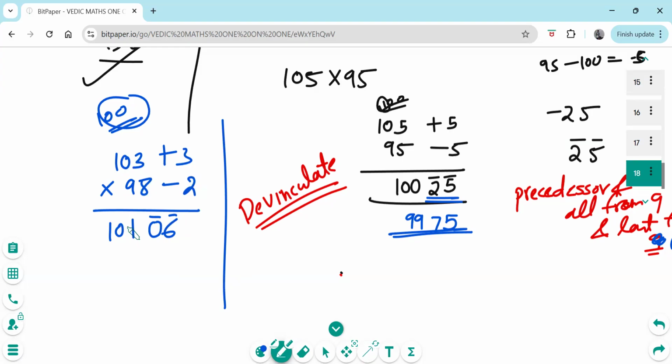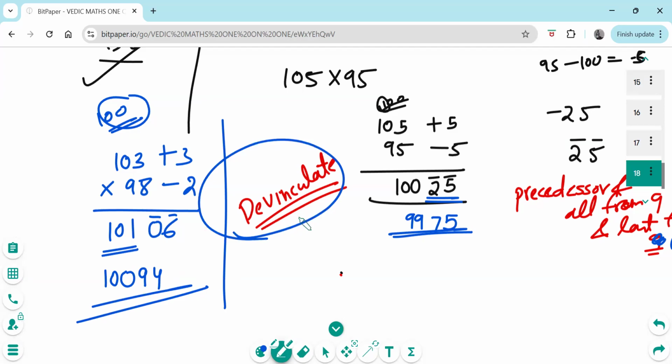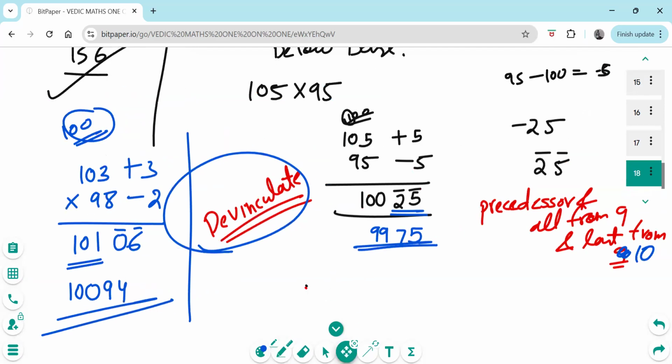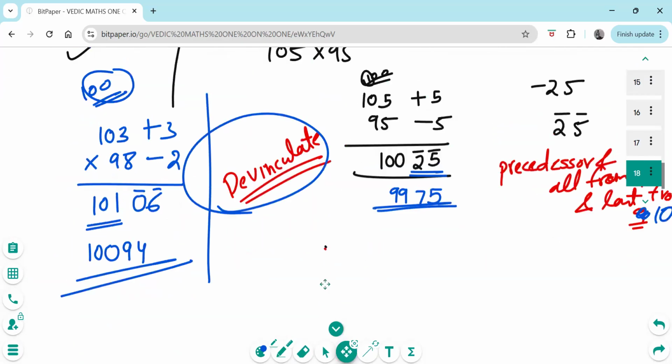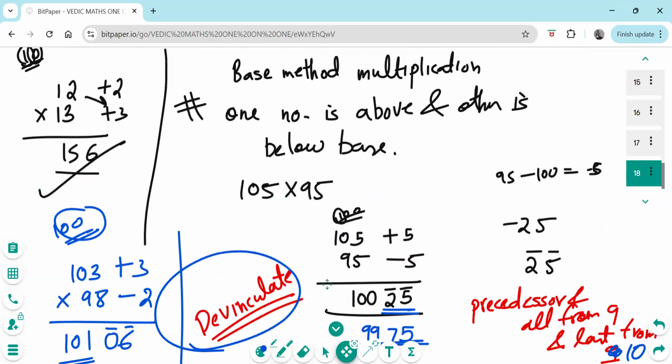Now, how to devinculate that again? What you're going to do is, as I told you, the predecessor of what is outside, 100, is 99, and all from 9, that is 9 minus 0 is 9, and last from 10, so this is going to be 4, and that is the answer. I hope you understood how to devinculate. This is a very important topic in our advanced mathematics course. Okay, now, this was the case when one is above and one is below the base.